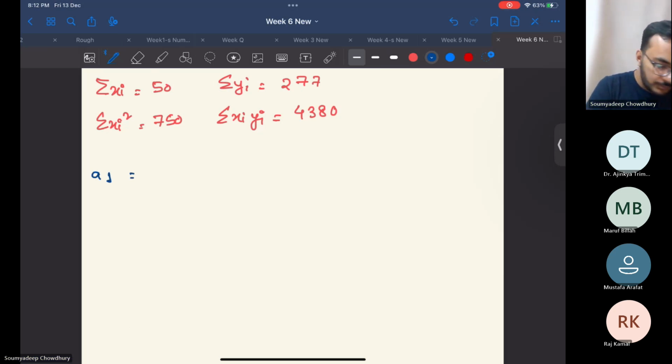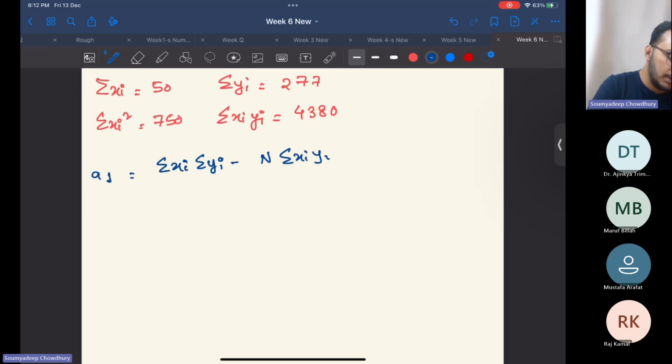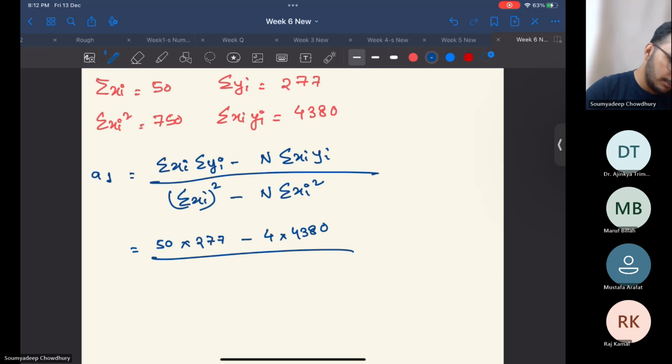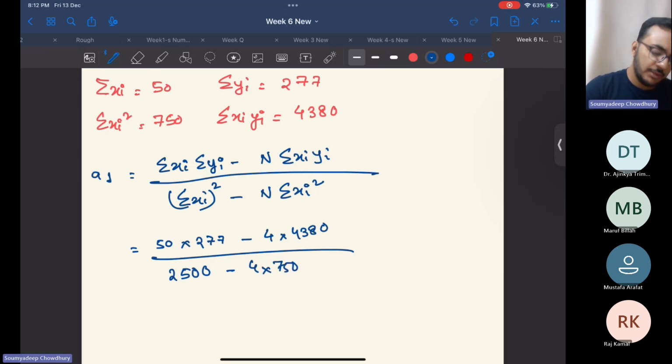It is n summation xi yi minus summation xi summation yi by n summation xi square minus summation xi whole square. So summation xi is 50, summation yi is 277, and n means the number of observations, that is number of data points. So it is 4 here. Summation xi yi is 4380. This is 50 square, summation xi square, 4 into 750. So this, if you simplify, you will get 7.34.